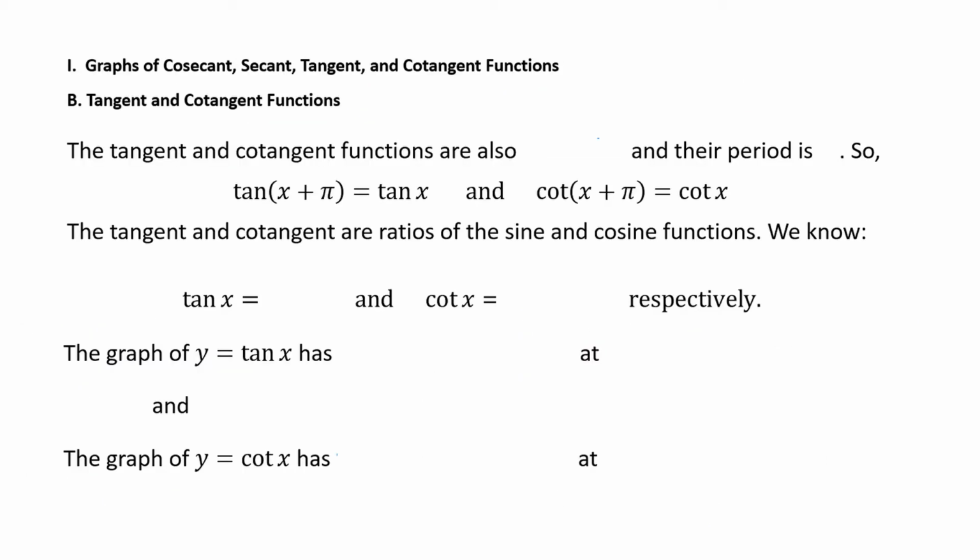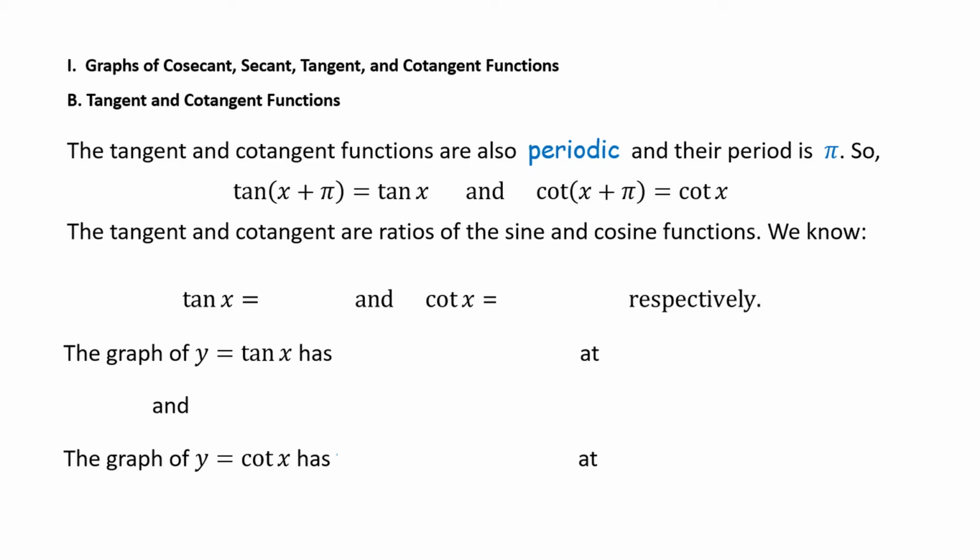Roman numeral 1. Graphs of cosecant, secant, tangent, and cotangent functions. Part B. Tangent and cotangent functions. The tangent and cotangent functions are also periodic, but their period is pi. So the tangent of x plus pi equals the tangent of x, and the cotangent of x plus pi equals the cotangent of x. The tangent and cotangent are ratios of the sine and cosine functions.